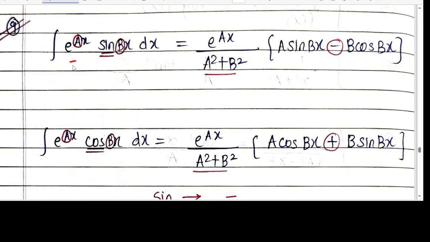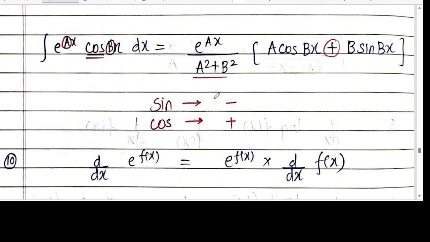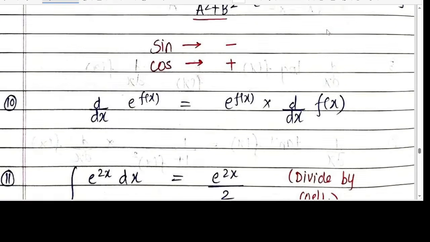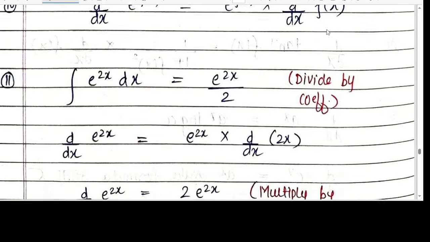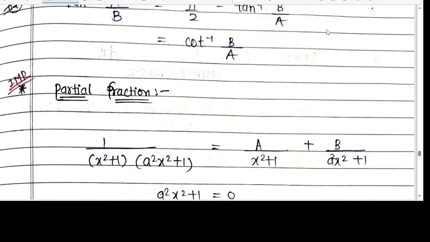E to the power ax into sine of bx dx. If sine is there, a negative sign is there, all of you remember. It is e raised to ax upon a square plus b square, into a sine bx minus b cos bx. And if it is cos, then a positive sign is there. In this way you can remember: for sine, negative sign; for cos, positive sign. Derivative of e raised to f of x is e raised to f of x into f dash of x, and so on. These are the basic results.